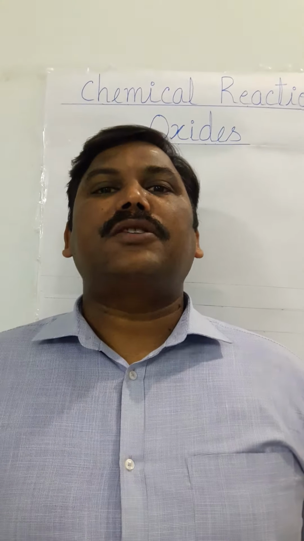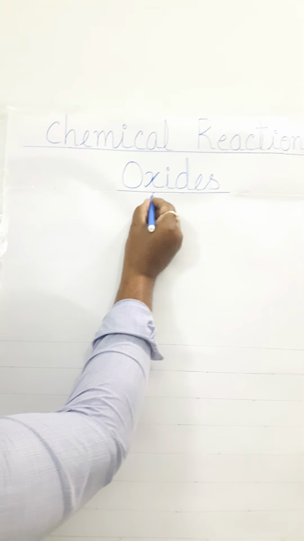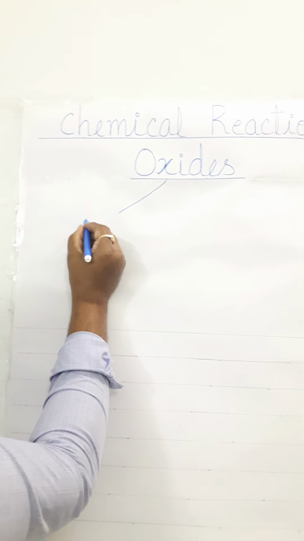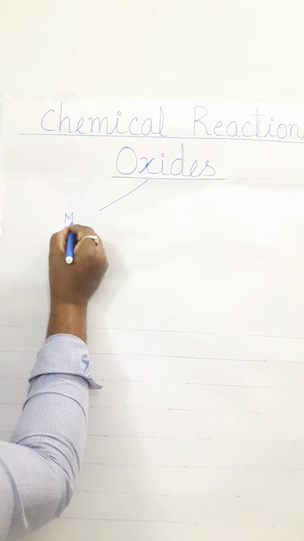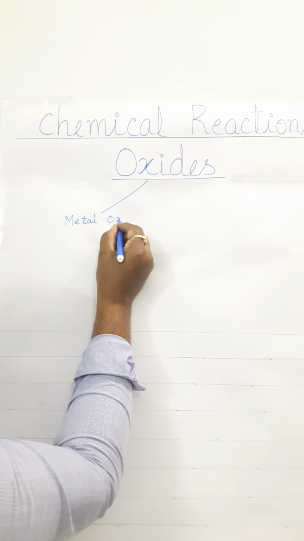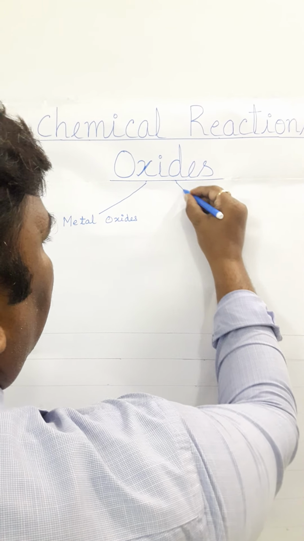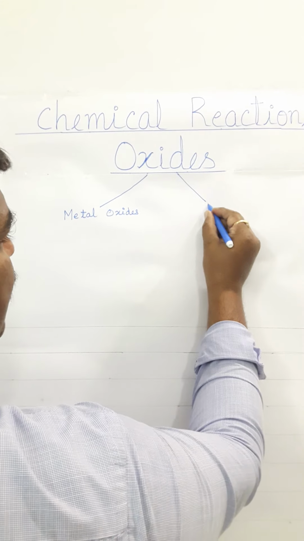Now we will discuss classification of oxides. Oxides can be broadly classified into two types: metal oxides and non-metal oxides.